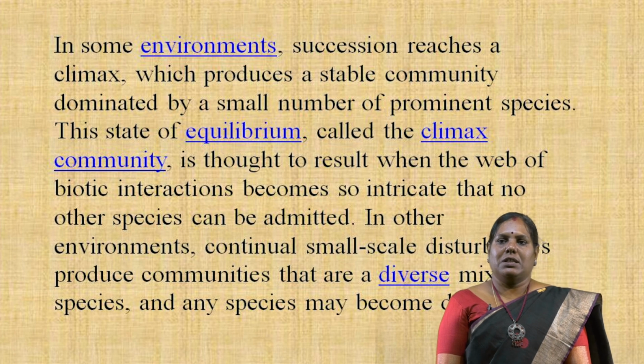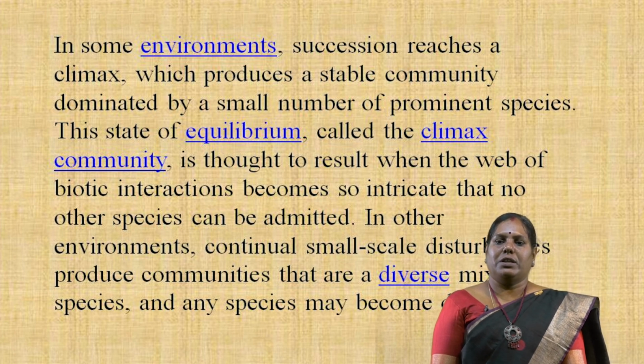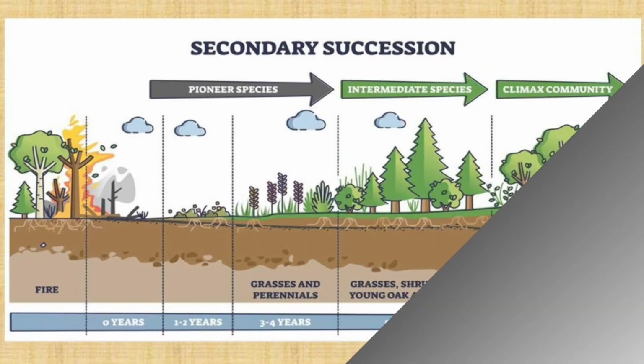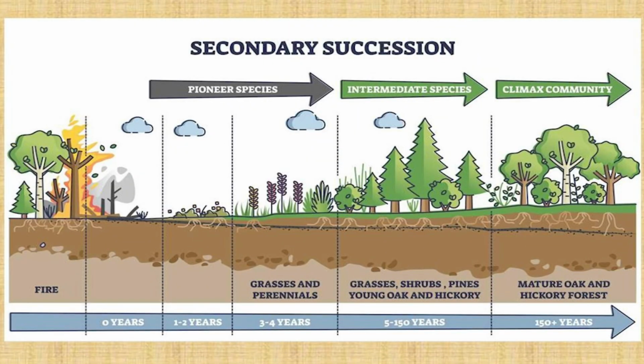Here, pioneer species, intermediate species and climax community. It attains around 150 years, and then mature trees come.